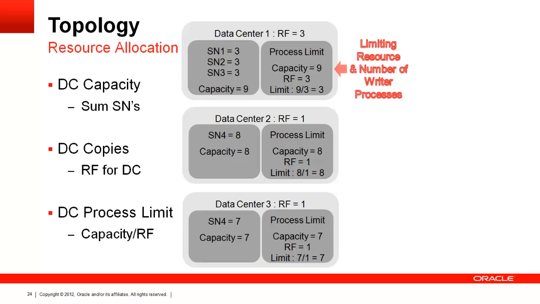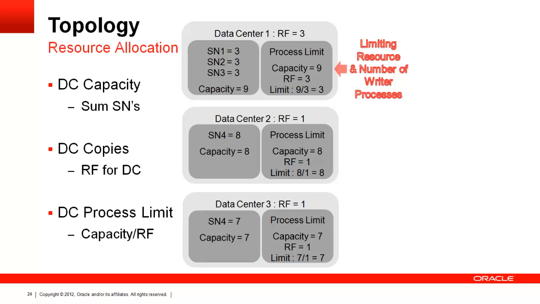So to figure out what your limiting factor is, your process limit, you take the capacity and you divide it by the replication factor. So in data center 1, we have a replication factor of 3, and so it's 9 divided by 3 is 3 in terms of your process limit. If you go to the second data center, it's capacity of 8 divided by rep factor of 1, which is 8. And then in data center 3, it's 7 divided by 1, 7. So you see that 3 is the smallest number. So that actually ends up being your limiting resource when you go to actually instantiate the database processes.